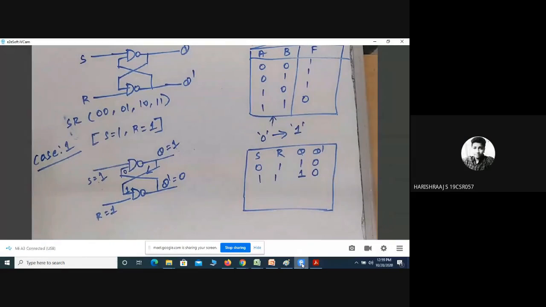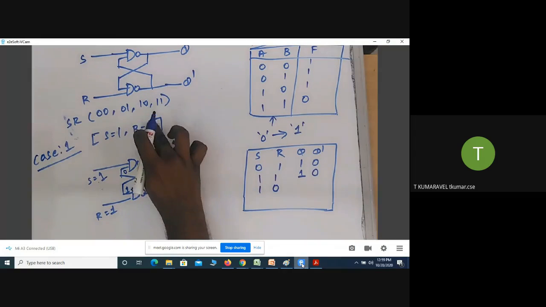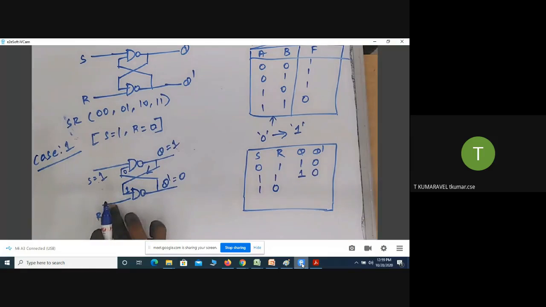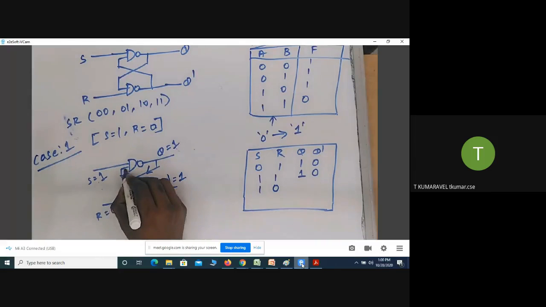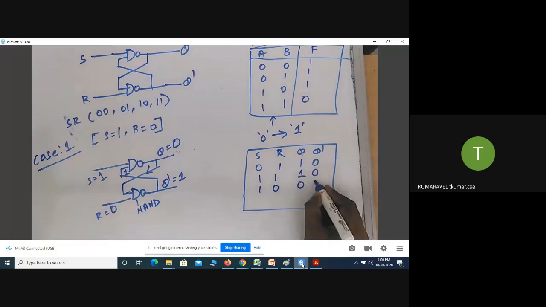Yes, sir. Okay. So next I am taking another input combination, 1 0. I'm going to check the behavior of the circuit. Here one of the inputs is 0, so you can predict the behavior of that NAND gate. Definitely the output is 1. This is an input for this gate. Both inputs are 1, so the output is 0. 0 and 1.